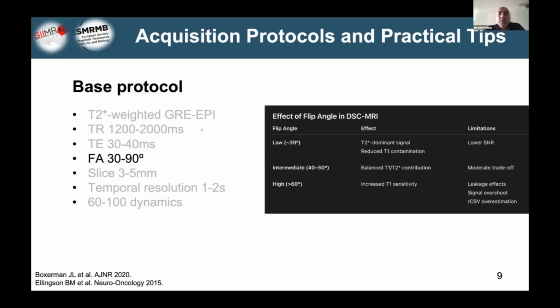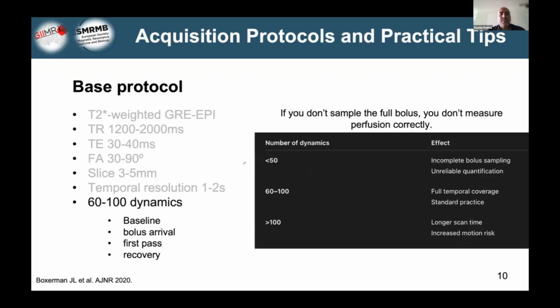Flip angle plays a key role as it determines the balance between T2 susceptibility effects and T1-related signal contributions. Lower flip angles favor a more T2-star dominant signal. As the flip angle increases, T1 effects become stronger and more prominent, especially in the presence of contrast leakage, which is critical in tumors and gliomas. In practice, intermediate values provide a balance, but understanding these interactions is essential to accurate DSC imaging.